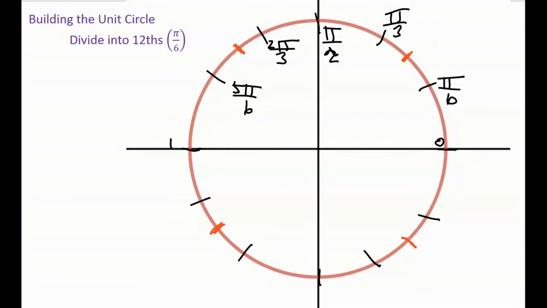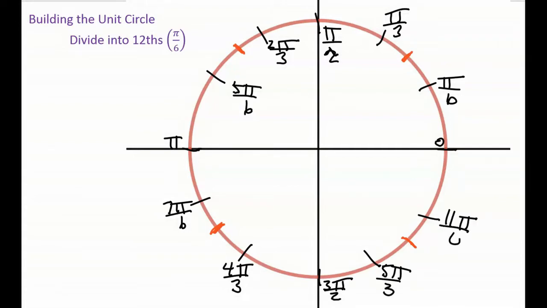You know 6 pi over 6 just reduces to pi. 7 pi over 6. 8 pi over 6, which reduces to 4 pi over 3. 9 pi over 6 right here, which reduces to 3 pi over 2. 10 pi over 6, which is 5 pi over 3. And finally, 11 pi over 6. And 12 pi over 6, which is 2 pi.